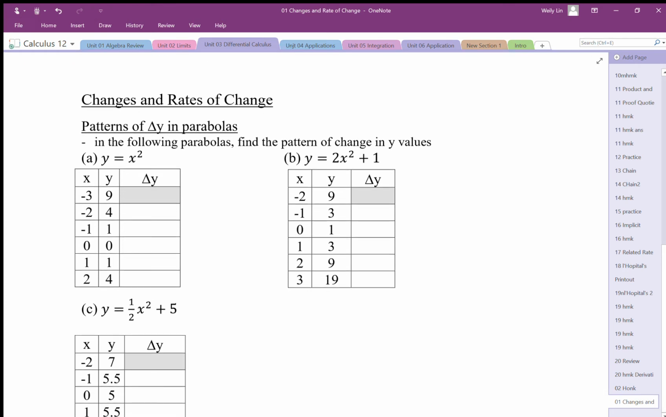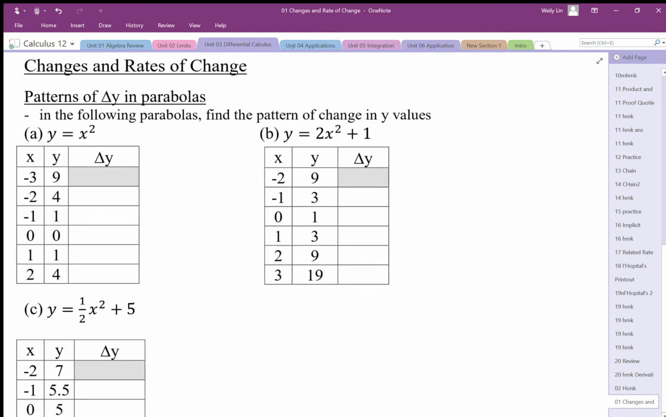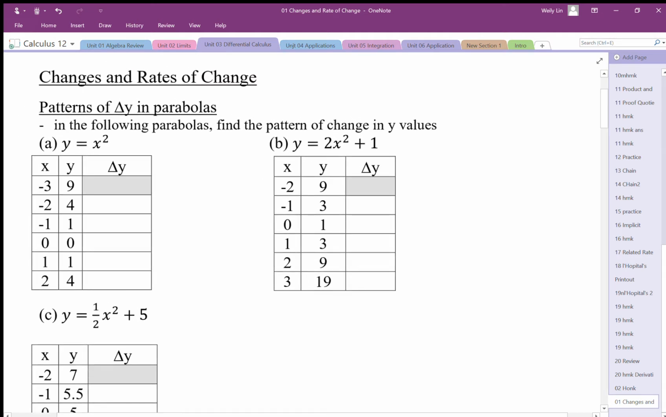So we're going to start looking at calculus in terms of changes and rates of change. We're going to just start by looking at changes in functions, and then we're going to try to relate that to rates of change in functions, or slope. Rates of change really means slope. So we need to figure out the change. We're looking at changes first, so changes in y.